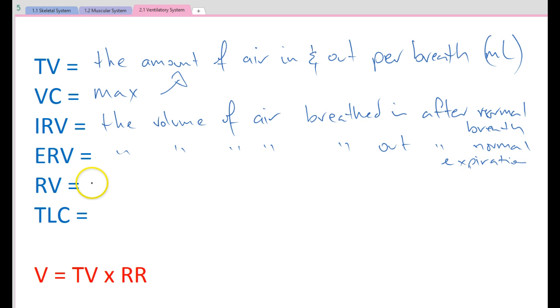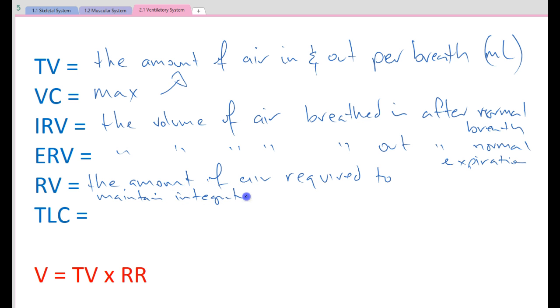Our residual volume is the amount of air required in our lungs to maintain integrity of the lungs. Total lung capacity, well, that equals vital capacity plus residual volume. So it's the absolute maximum amount of air that we can fit into our lungs.